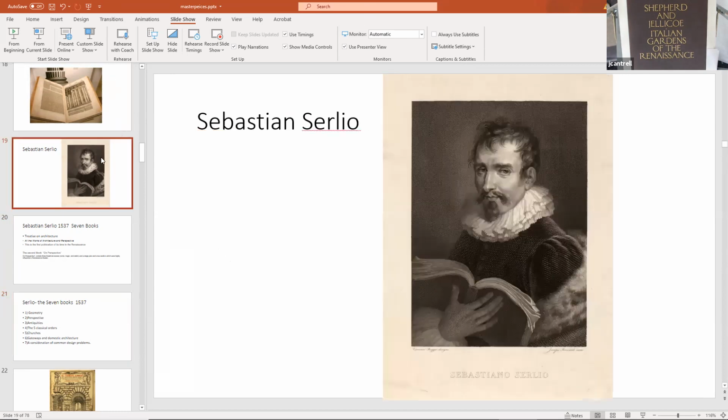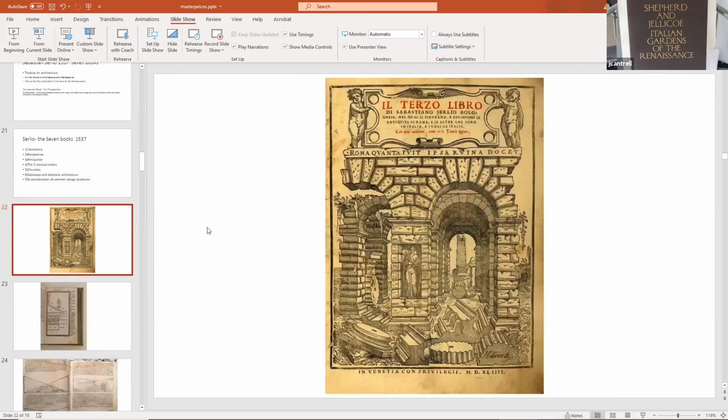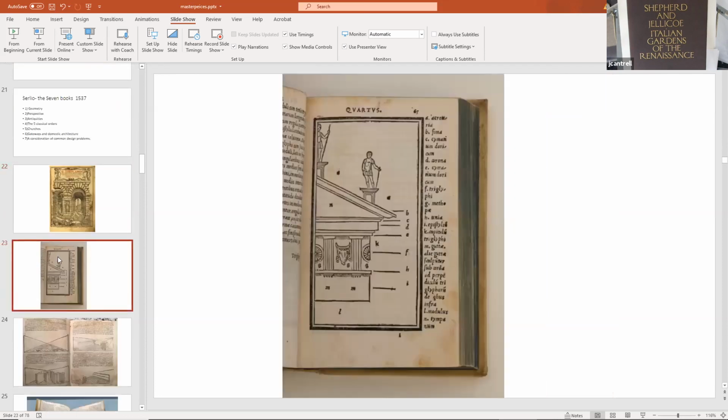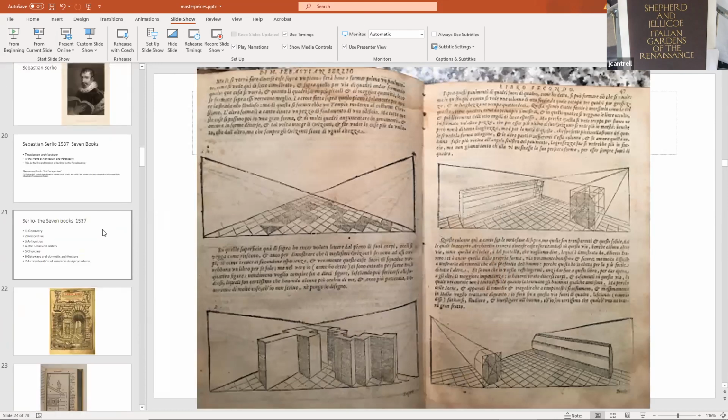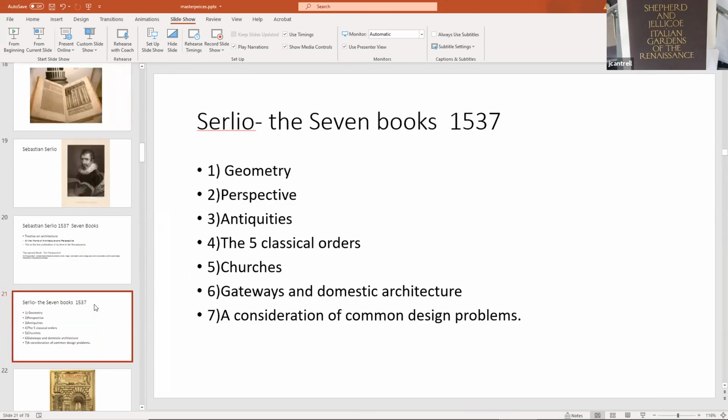Interesting, number 7, the consideration of common design problems. So I like to show the engraving, because we didn't have photography then, of what the actual architect writer looks like. This is the cover illustration, probably drawn by Serlio himself. And these are just some excerpts from the book, some very primitive diagrams of the classical orders, his early studies of perspective drawing. You have to remember, this is Serlio in 1537.